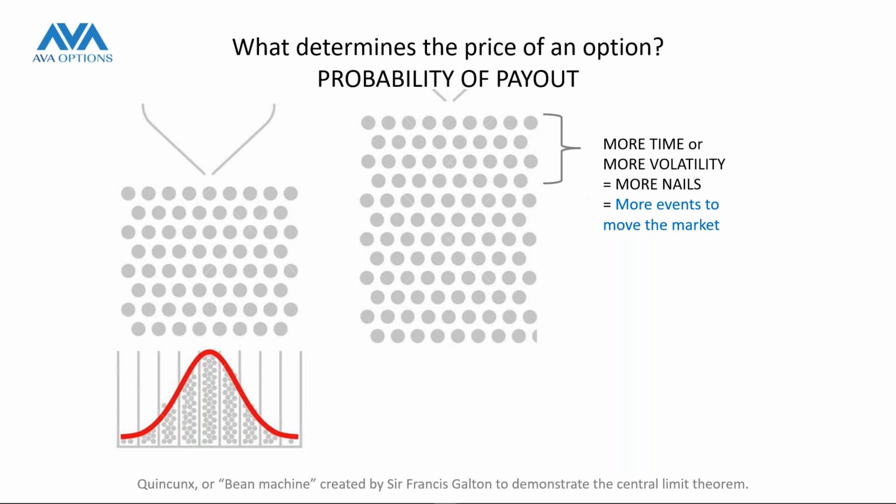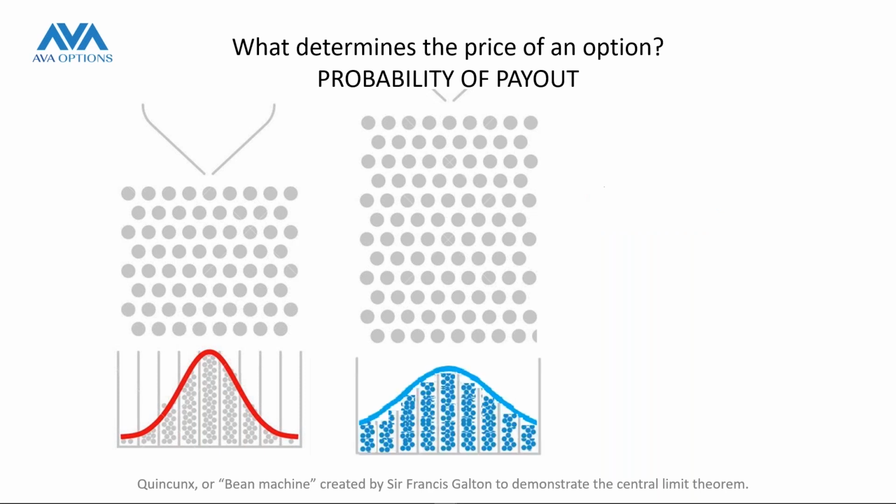More nails you can think of as more events or more time. Right? It's going to take longer to make it through 50 vertical nails than it is to go through 25 vertical nails. And you can think of every row of these nails as being another day. More time, what happens? We get a wider distribution. So with more time, of course, it makes sense.